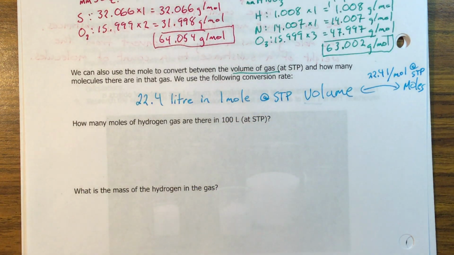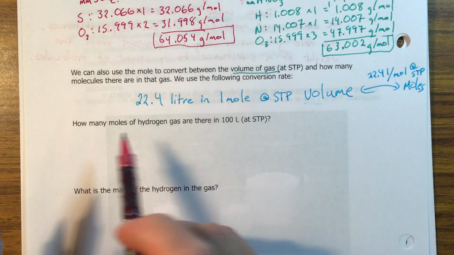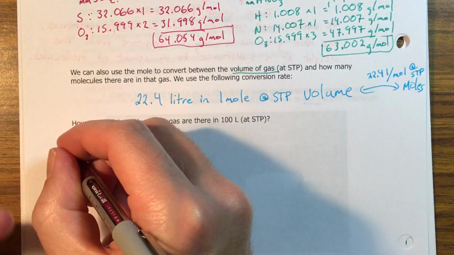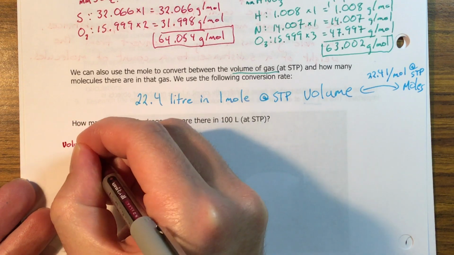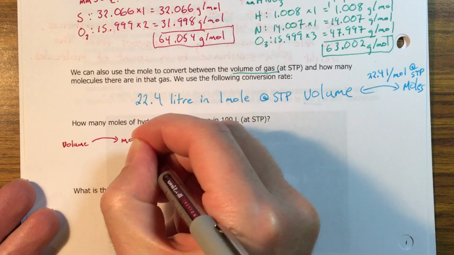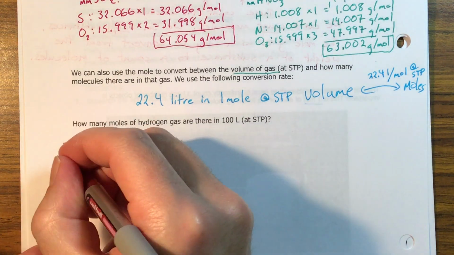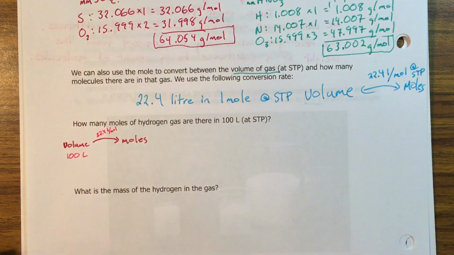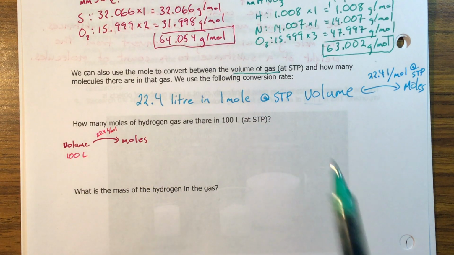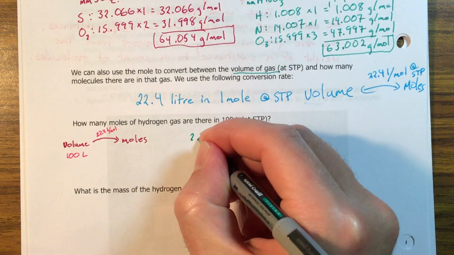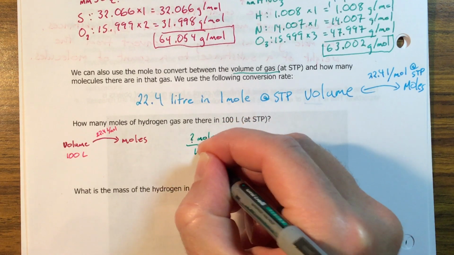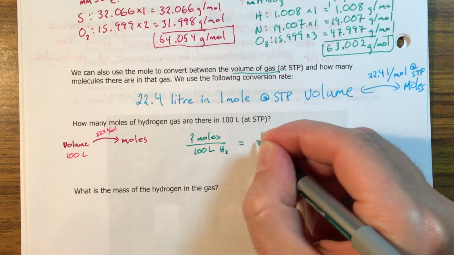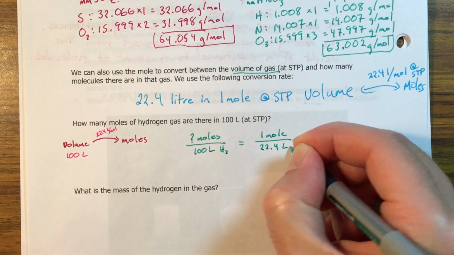And in this course, we're always going to talk about at standard temperature and pressure. So how many moles of hydrogen gas are there in 100 liters at standard temperature and pressure? So we have the volume, and we are going to go to the moles. I'm writing out my map. The volume is 100 liters, and we're going to use our 22.4 liters per mole to get to our number of moles. What I don't know, I put on the top. So how many moles are in 100 liters of H2 if 1 mole of H2 is 22.4 liters?